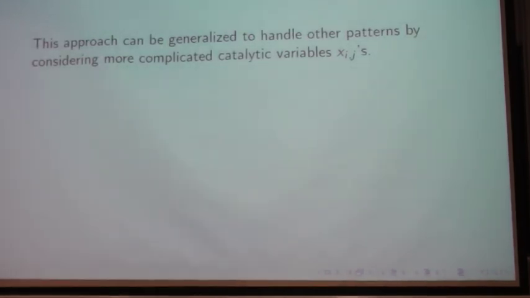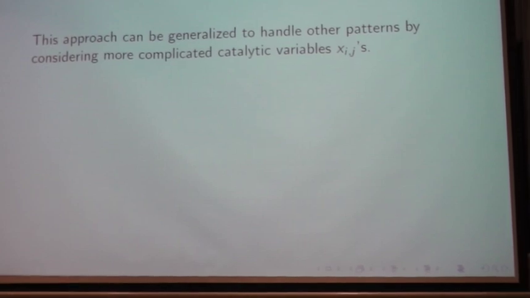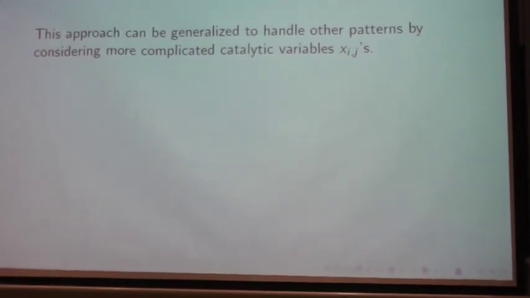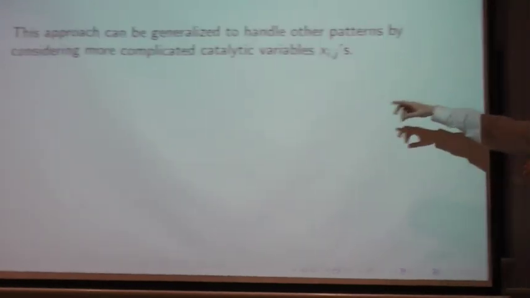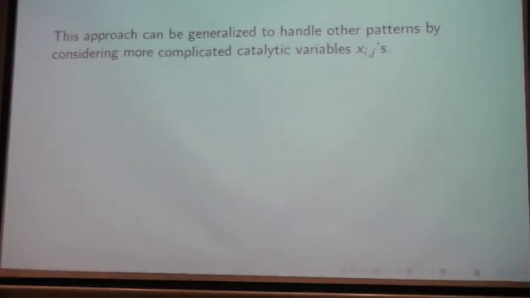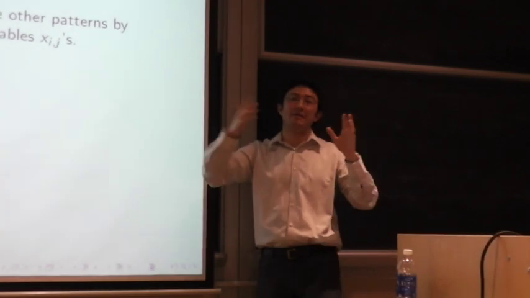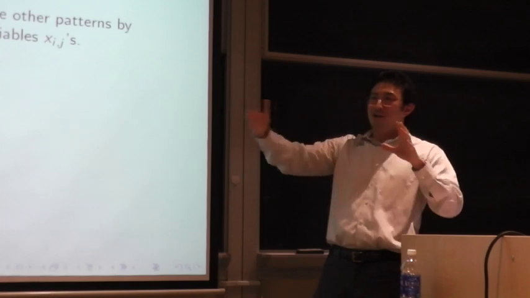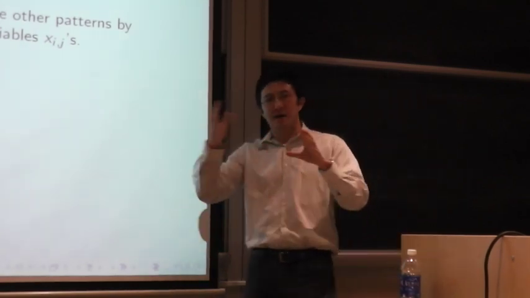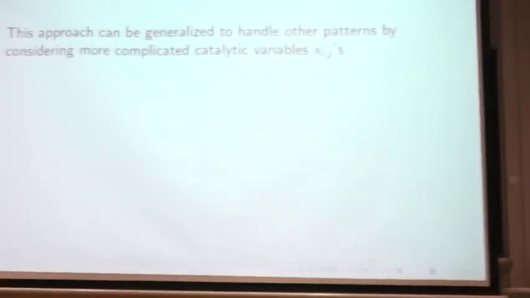Now, some additional extensions to the approach. That previous approach can be generalized to handle other patterns if you consider more complicated catalytic variables, the double subscript x_ij catalytic variables. As opposed to having n catalytic variables, now you have something on the order of n squared catalytic variables. This really slows down the runtime, but it still goes beyond the direct approach, and we can still squeeze out some interesting information.